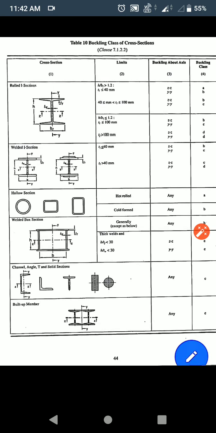Hello, good morning everyone. In a previous video we have discussed one simple problem related to design of compression members. Today we'll discuss one more problem related to design of compression members with a different buckling class.